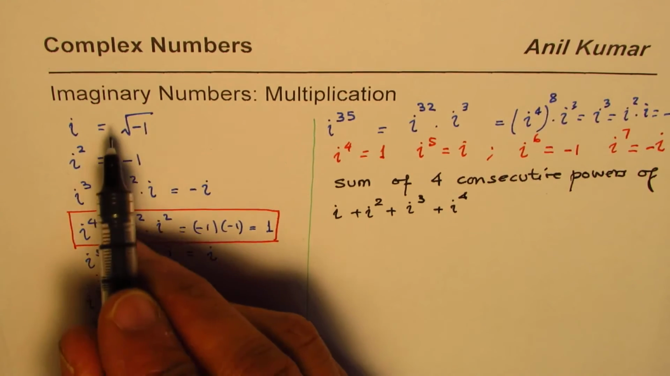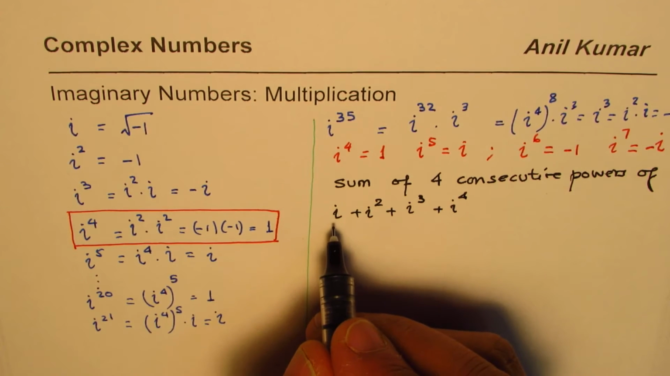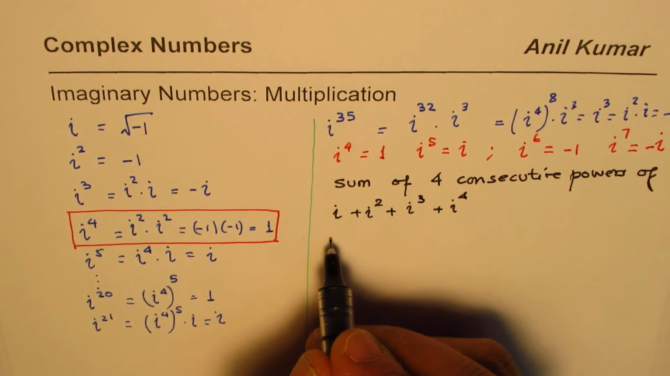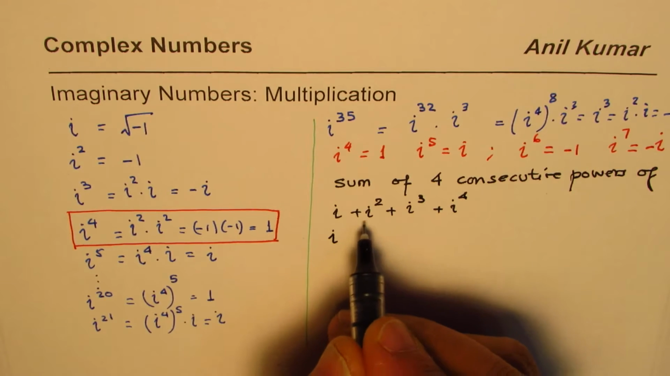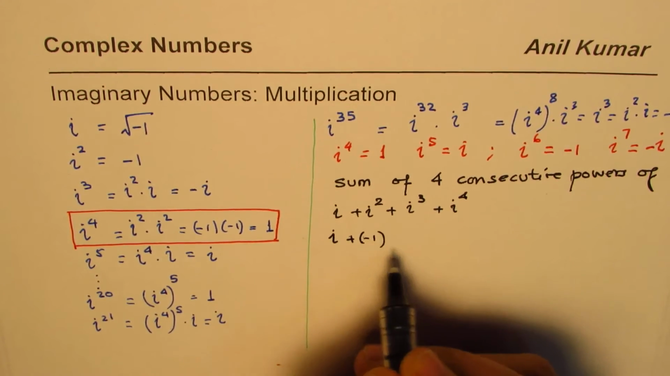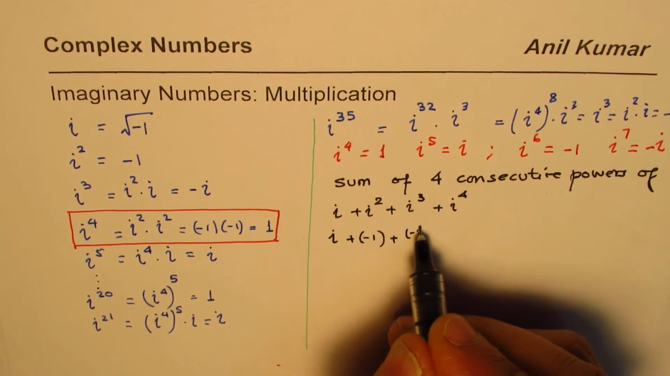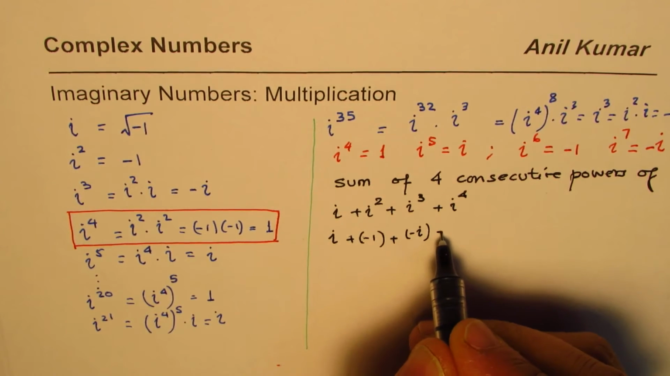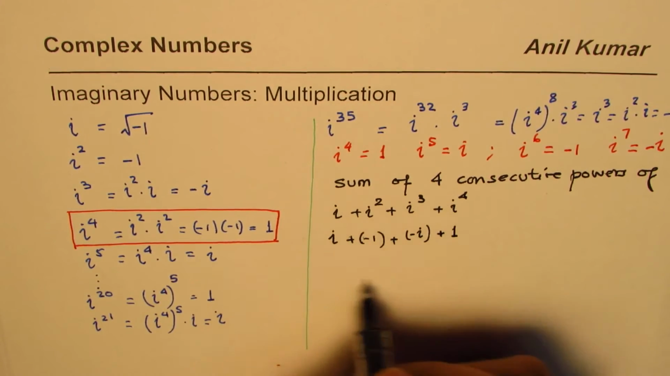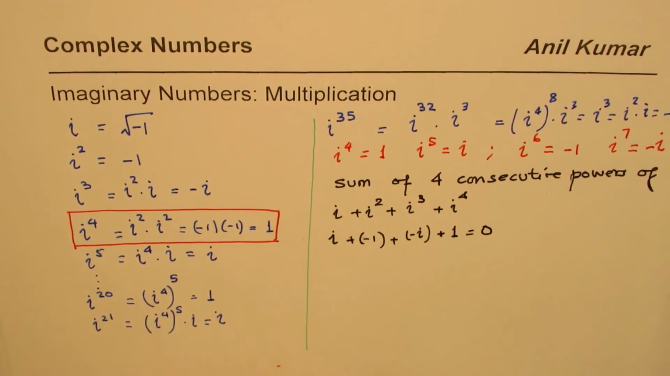Well, as you have seen here, i we could write as i, right? i square is minus 1. i cube is minus i. And i to the power of 4 is plus 1. And when you add all of them, you get 0. And that is always true.